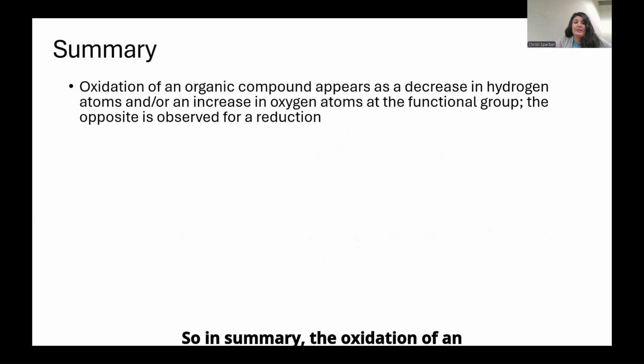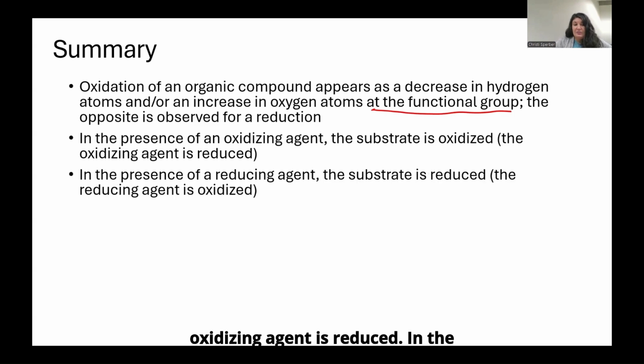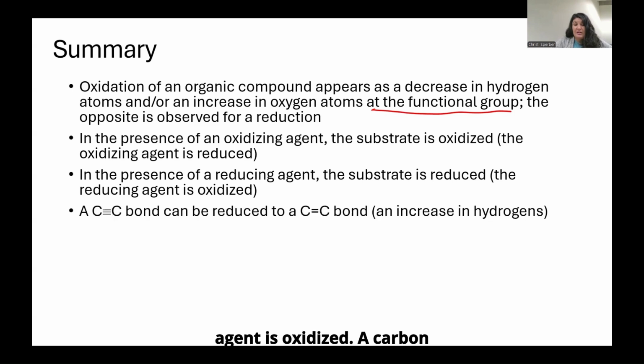So in summary, the oxidation of an organic compound appears as a decrease in hydrogen atoms or an increase in oxygen atoms at the functional group. This is important: at the functional group. Remember, organic reactions occur at the functional group. The opposite is observed for a reduction. In the presence of an oxidizing agent, the substrate is oxidized and the oxidizing agent is reduced. In the presence of a reducing agent, the substrate is reduced and the reducing agent is oxidized.